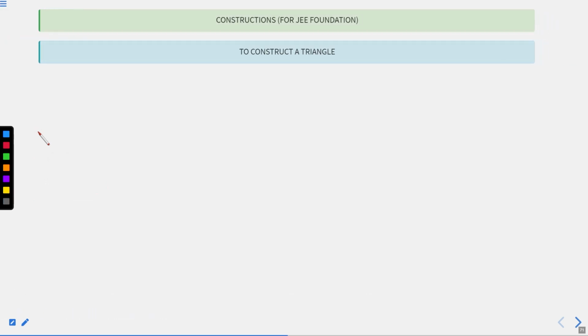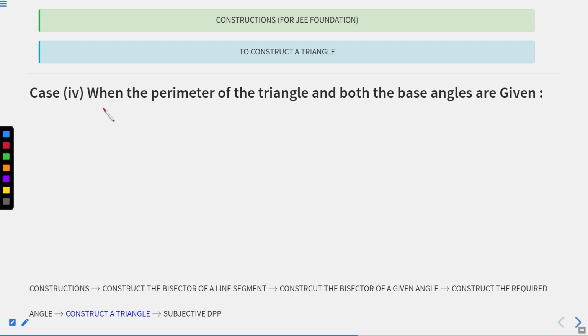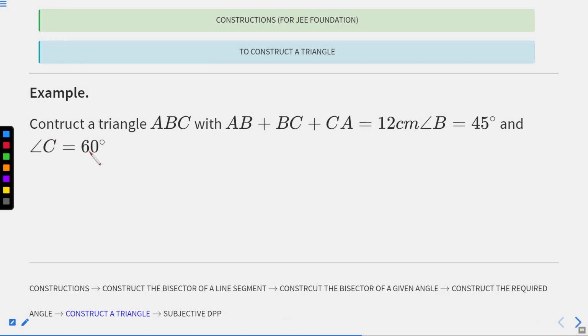So now let's move to the next case, the case where the perimeter of the triangle is given and both base angles are also given. I hope this is clear. Let's see our example. First of all, drawing a rough diagram. Rough diagram is to draw an A, a B, and a C. So now the triangle ABC looks like this, and we know AB plus BC plus CA is the perimeter.